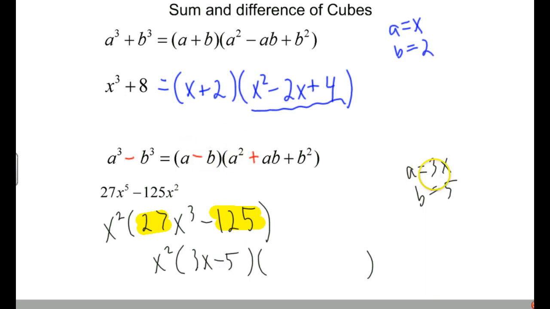Then a squared, be really careful. Square all of a, so that'd be 9x squared. Plus ab, so a times b is 15x. Plus b squared, which would be 25. Again, you might want to try to factor that. It's possible sometimes it'll factor, but usually you're done at that point.